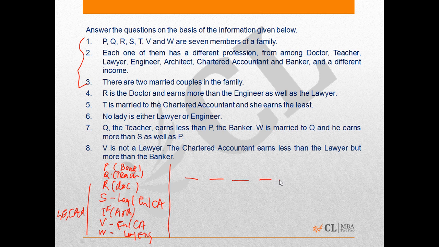Out of the 7 professions that we have, the person whose profession is architect earns the least. So this is at the leftmost position. Here we are arranging incomes in ascending order from left to right. Here it is given that the doctor earns more than the engineer as well as the lawyer.